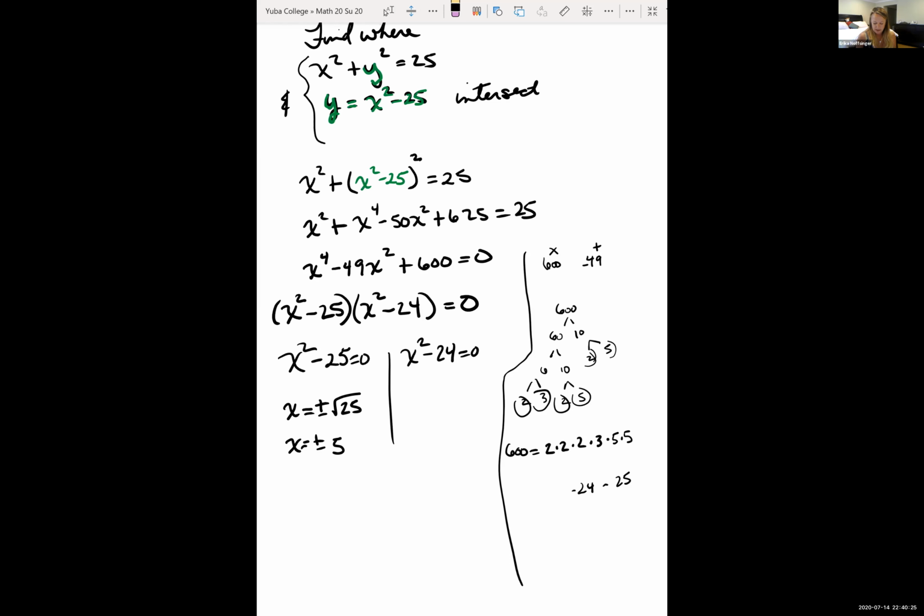If I do the same thing here, I get x squared equals 24. Take the square root, so this is plus or minus the square root of 24. For now, let's pull out what we have a factor of. 24 is 4 times 6. 4 is a perfect square. The square root of 4 is 2, so this is plus or minus 2 root 6. This is our x value. We need to figure out what y is.